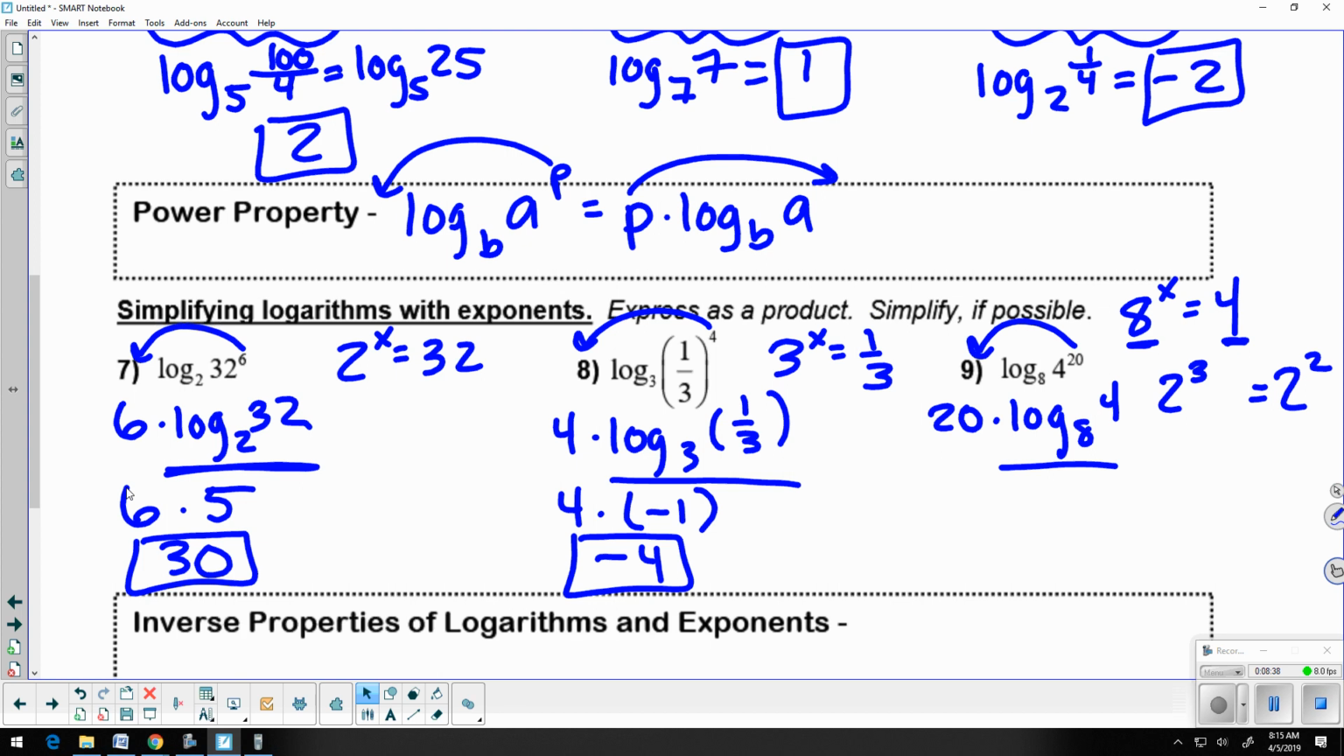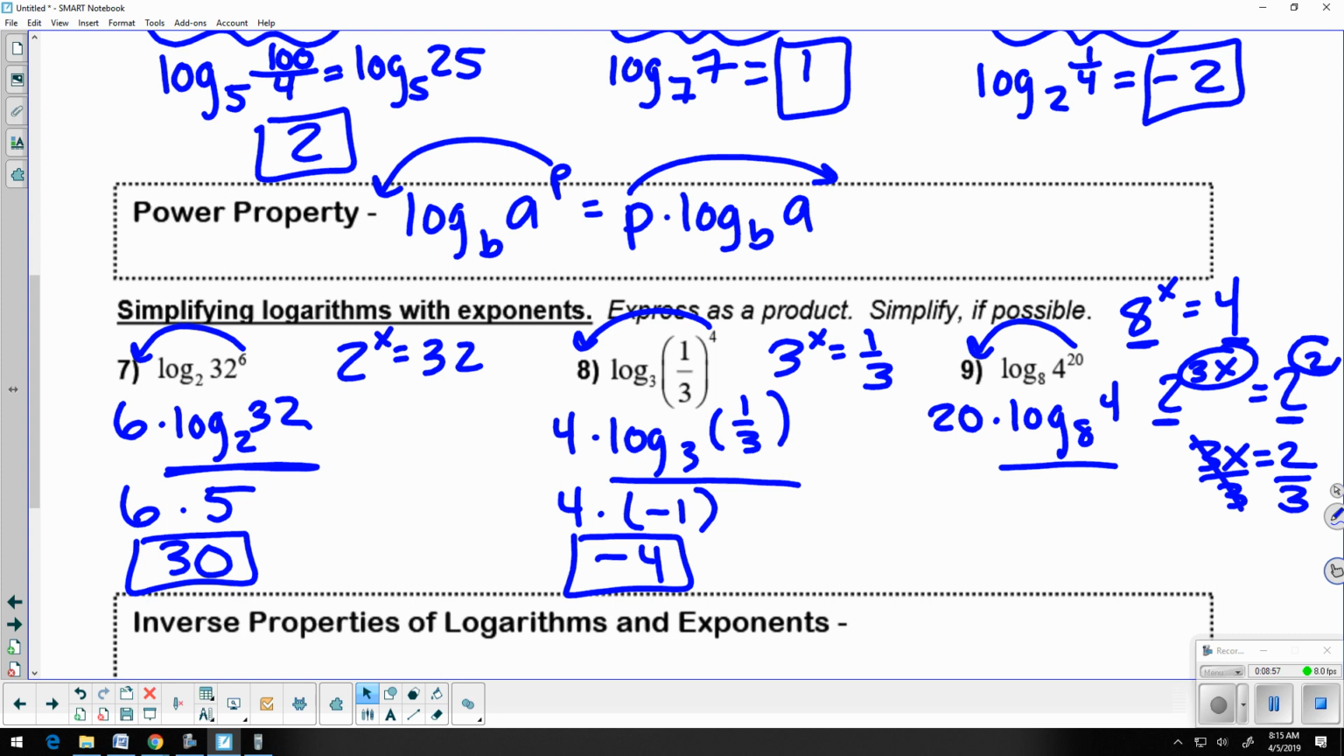So instead of 8 to the x, now it's going to be 2 to the 3x, and that equals 2 squared. Once you have the same base on both sides, you can get rid of the bases altogether and just set the exponents equal. Set 3x equal to 2. Solving for x, it's going to be a fraction actually, it's 2/3. Okay, that is our solution.